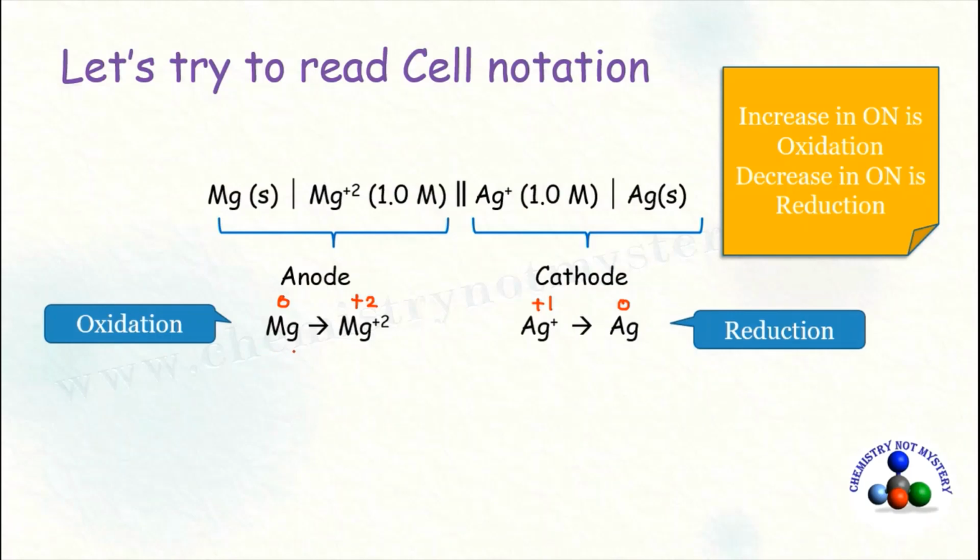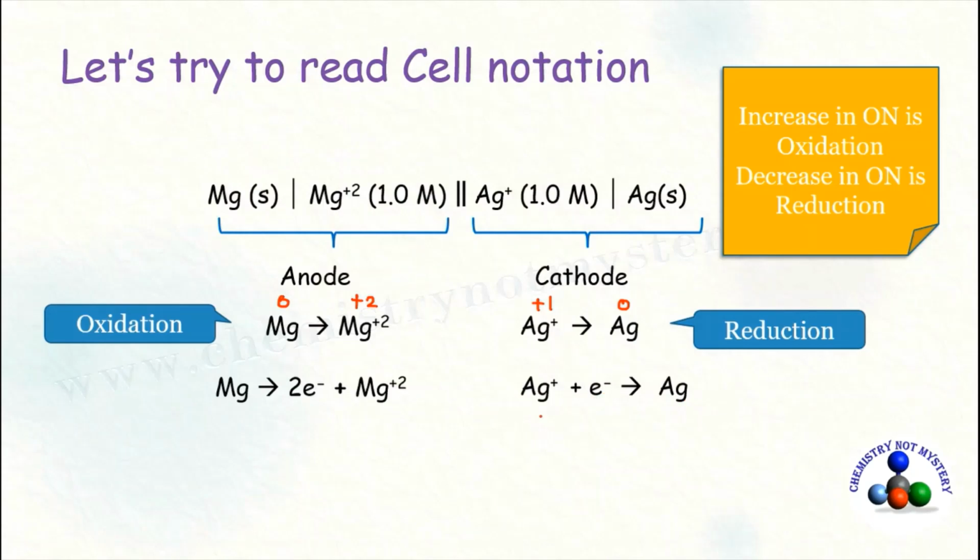Now write the reaction that takes place at anode. So here you will get Mg gives 2 electrons plus Mg2+ ion. Similarly write the reaction that takes place at cathode. Here Ag+ ion gains 1 electron and gives Ag.